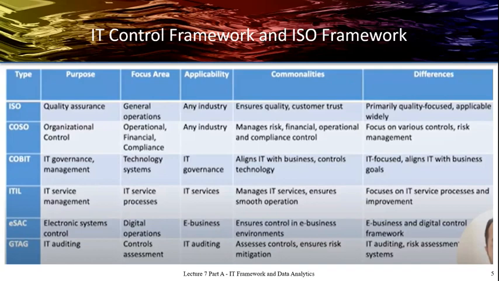and focuses on various risk management. If you look at the COBIT framework, the purpose is IT governance and management. The focus area is normally technology systems, not operational or whatever. I mean, quality assurance, ISO, doesn't do it on technology, IT systems. So COBIT is basically applicable for IT governance. Align IT with business, controls the technology. It aligns IT with business goals.